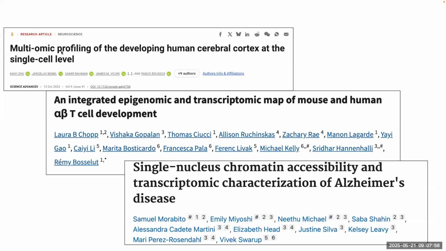The first one is multi-omic profiling of the developing human cerebral cortex at single cell level. The second article is an integrated epigenomic and transcriptomic map of mouse and human alpha beta T cells development. And the third one is single nucleus chromatin accessibility and transcriptomic characterization of Alzheimer's disease.